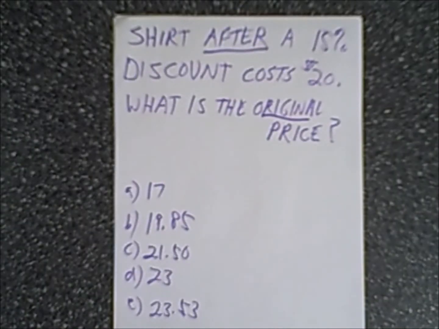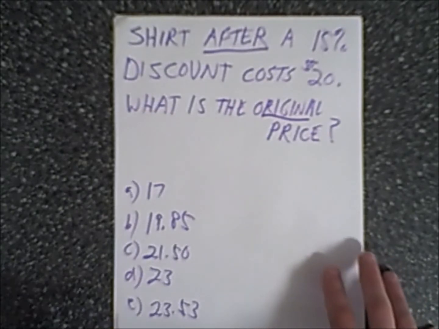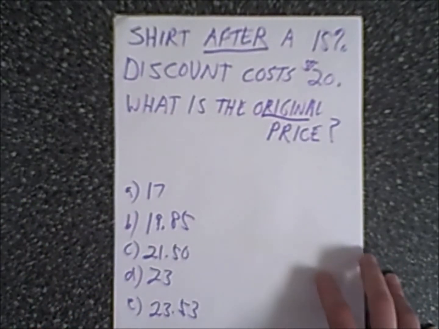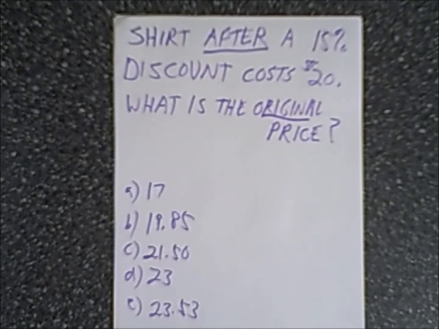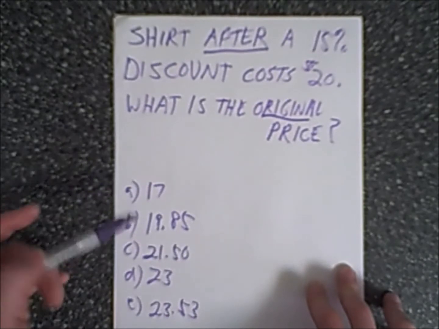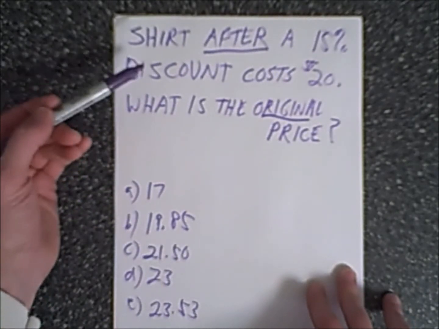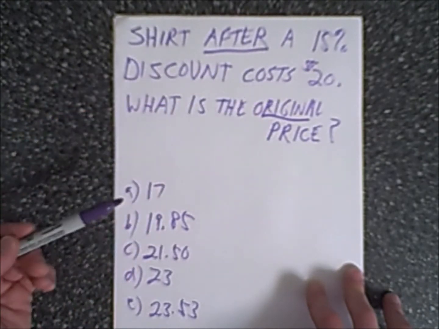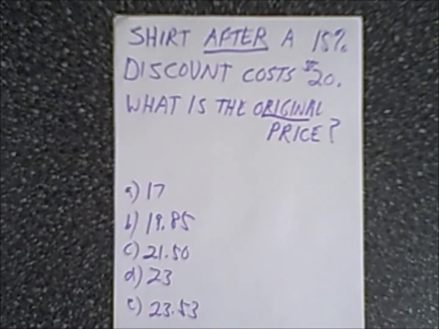Okay, the fourth question we have might be the trickiest, toughest of the five actually, because it can be a little bit misleading. It's a basic percentage question, which you'll see in elementary school, but you got to be careful. Let's take a look at this. It's a shirt after a 15% discount costs $20. What is the original price?